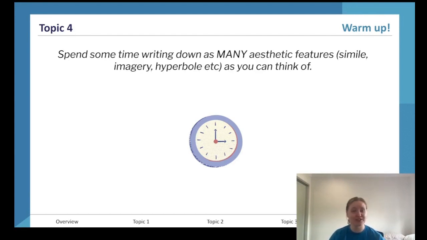You can also take this opportunity to have a little munch and crunch, have a little sip of water. Make sure you're staying hydrated.